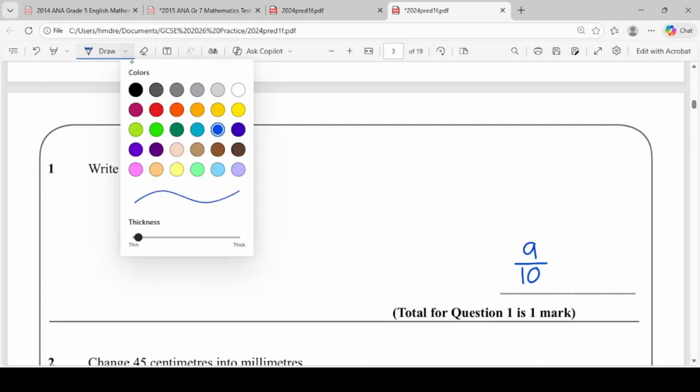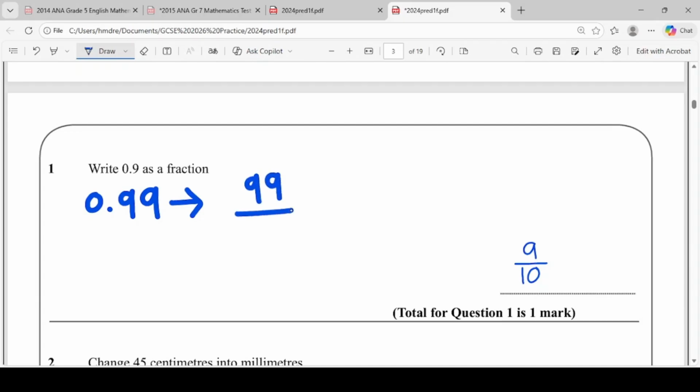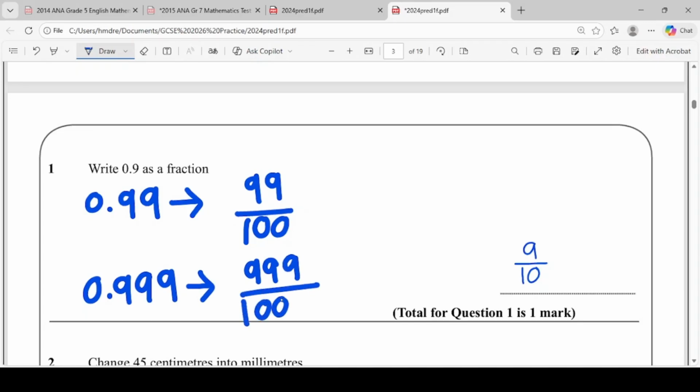And then just so you know, if it was 2 decimal places, then it would be over 100. So if you had 0.99, for example, you would write that as 99 over 100. And so on. If you had 3 decimal places, 0.999, you'd write that as 999 over 1,000. So the number of decimal places tells you how many zeros you've got at the bottom. So this is 1 decimal place, so I've got the 1 0 there, so 9 over 10.